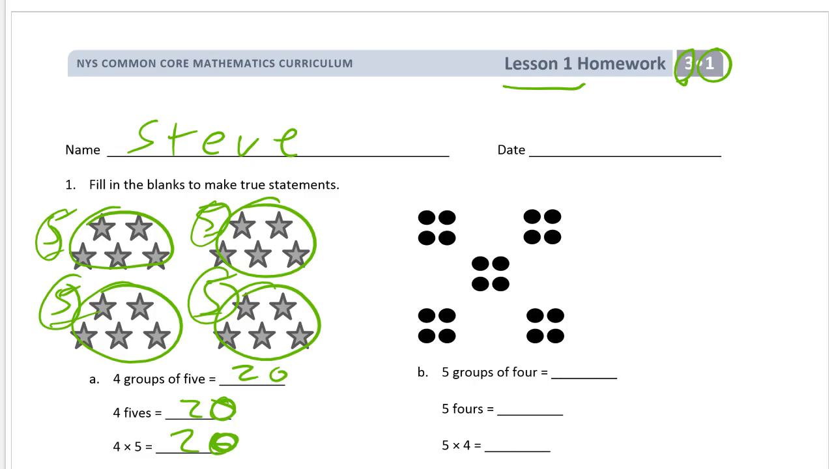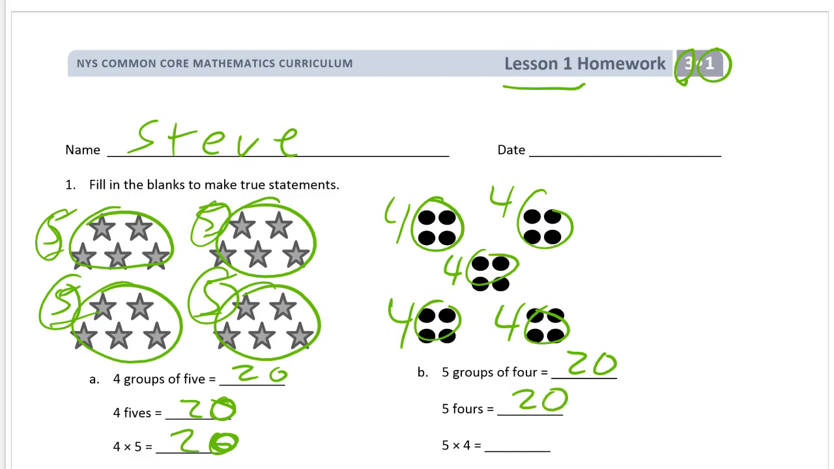5 groups of 4. Here we have 1, 2, 3, 4, 5 groups. 4 in each group. These are all 4s. 4, 4, 4, 4. 5 groups of 4. There's 20 circles there. 5 4s.